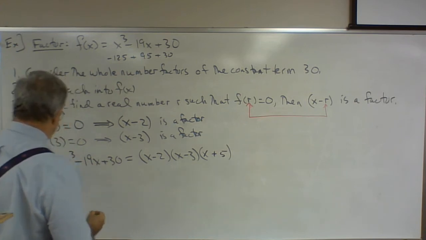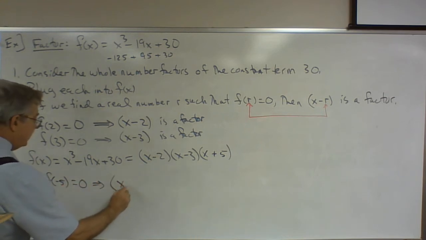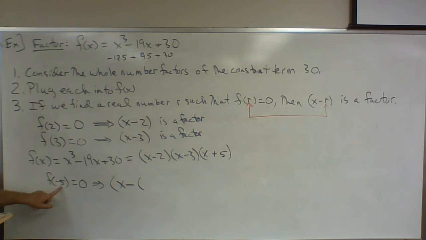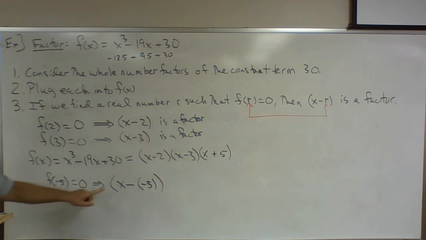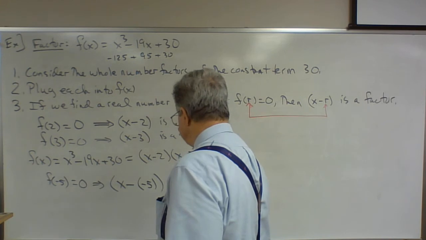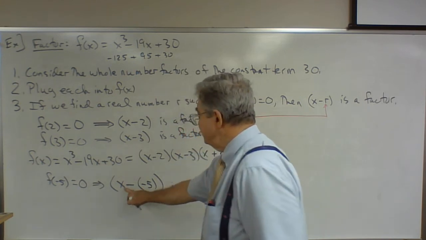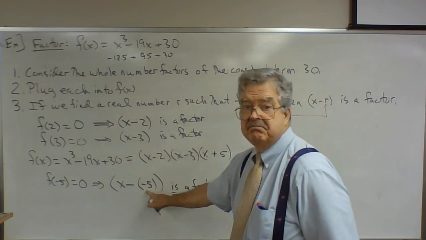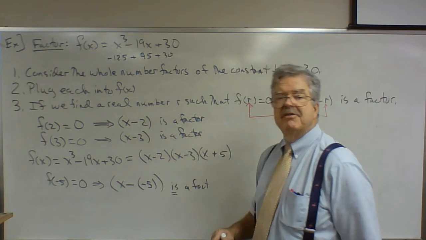And that means f of negative 5 equals 0. That tells us that x minus whatever this is, in this case it's x minus a negative 5, is a factor. Well, what's x minus negative 5? It's x plus 5, right? That's our other factor.